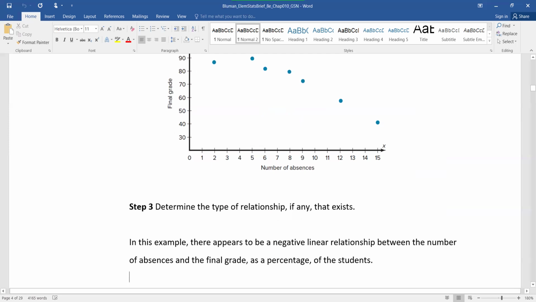So in this example, there appears to be a negative linear relationship between the number of absences and the final grade as a percentage. So a negative relationship here would actually mean the fewer absences I have, the higher my grade, or you could flip flop that, the more absences I have, the lower my grade, right? So as you can see, the more absences, the lower the grade, or the least amount of absences, the higher my grade. Now, obviously, there's always those outliers like this kid here. He only missed 2 days, but still made a B. This kid here missed 5 days and still made an A.